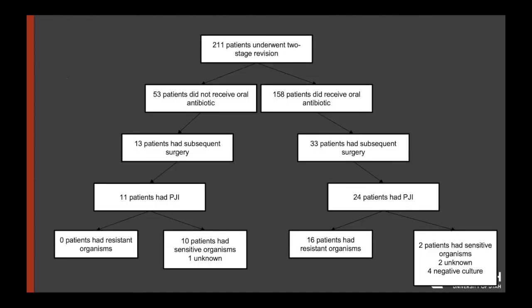So this shows a flow chart of all the patients in the study. We had 211 patients in total that underwent a two-stage exchange. This may not seem like that high of a number, but for a study like this with a PJI patient population, this is actually a very large study. The initial results from the multi-center randomized control trial only had 105 patients, and their most recent follow-up had 142 patients. So this actually represents quite a large study.